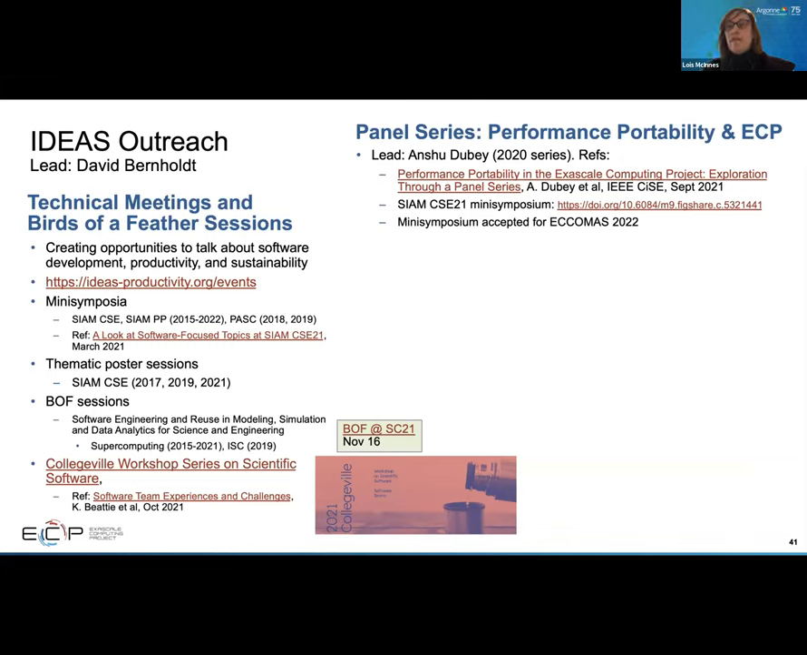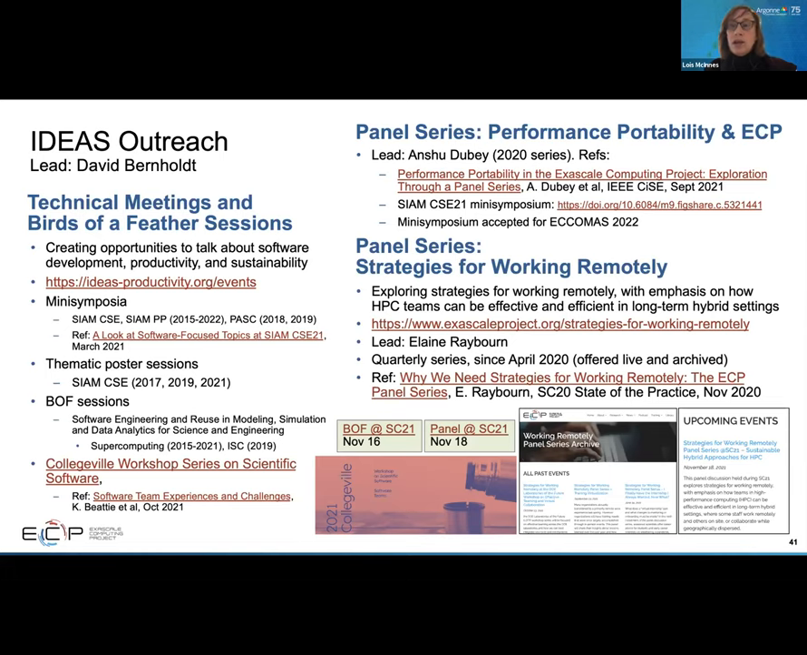Also, we've used the format of panel series to very effectively blend together input from a variety of people. Last year, Anshu Dubey led one focused on performance portability, and currently ongoing, the panel series on strategies for working remotely, as led by Elaine Rayburn, is exploring not only issues with working remotely, but really beginning now to think forward about continuing to work over the longer term as hybrid teams. This panel series started when we began working remotely in spring of 2020, but actually now we're delving into topics that really relate more to multi-team, multi-institutional hybrid collaboration in a sustained way.